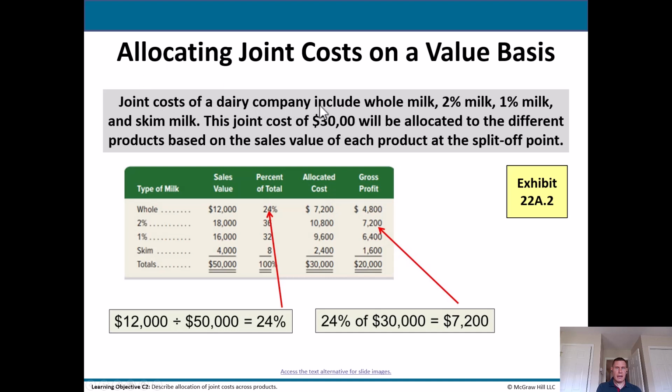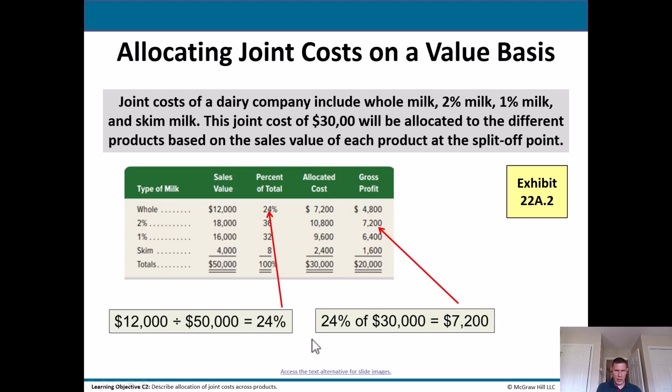Then joint costs of a dairy company include, as we just saw, the whole milk, 2%, 1%, and skim. The joint cost of 30,000 will be allocated to the different products based on the sales value of each product at the split off point. So if you look down at the table here, we've got the type of milk: whole, 2%, 1%, and skim, so 4 different types. We've got the sales value at the split off point, like 12, 18, 16, and 4. And then we have the percentages of the total.